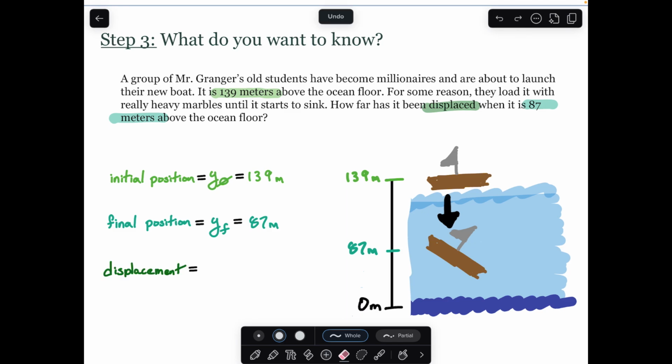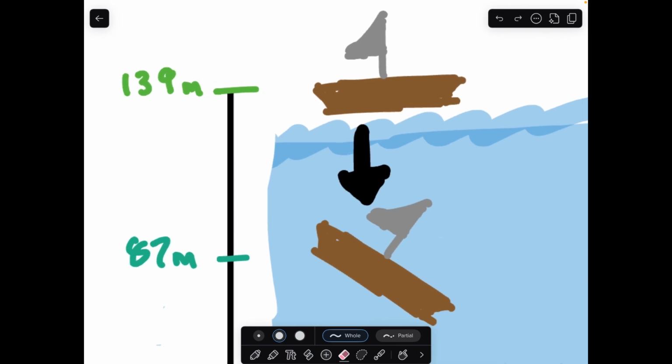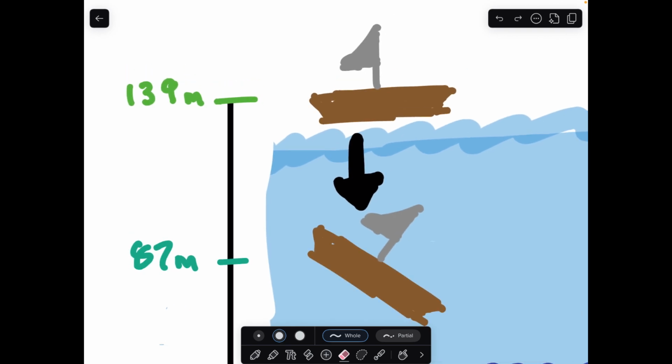We're going to use the math symbol delta y to represent displacement, and we're going to give it a value of, well, we don't know yet because we haven't found it yet. It's what we want to know. But we do know the definition of displacement: it is a change in position. So what we're looking for is how much did the position of the boat change going from the starting position to the final position.